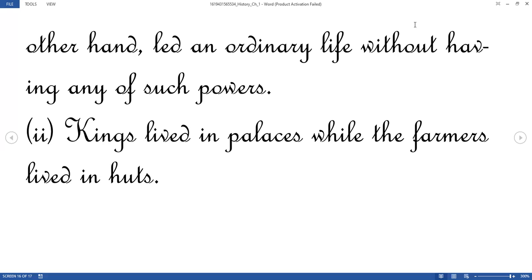Now the second point, let's go on that. Kings lived in palaces while the farmers lived in huts. So this is the biggest difference, right? The kings were special. That's why they were allowed by the government. No, actually the king was the government, right? So the kings lived in palaces, means mahal, right? While the farmers lived in huts, right? Huts are made of jhani and all, but the palaces were made of gold and bricks, right?